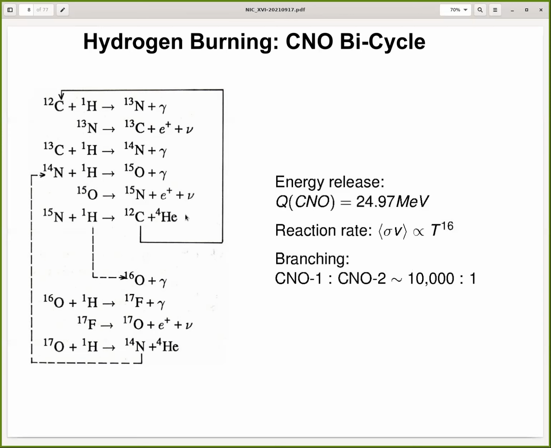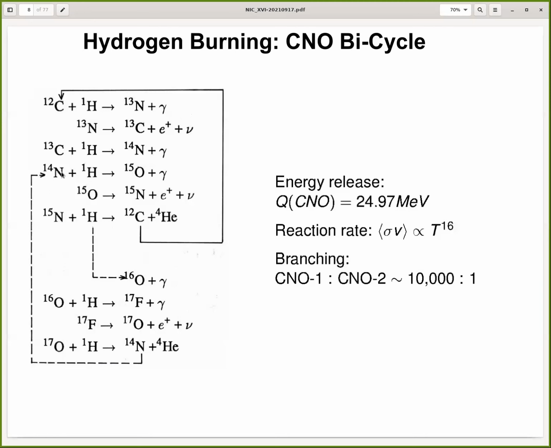So yeah, then here is this magical branching that you can also see. It turns out the ratio of branching is about 1 to 10,000. So in only 1 out of 10,000 cases, you will make this other branch and de-excite to release an oxygen-16 instead of particle emission. And then that oxygen-16 can capture another proton, making fluorine-17, which is radioactive and decays to oxygen-17. And then that oxygen-17 can capture a proton and make nitrogen-14 and release an alpha particle. And with this nitrogen-14, we go back here into our main cycle.